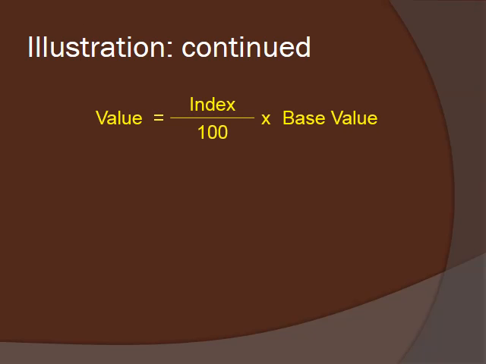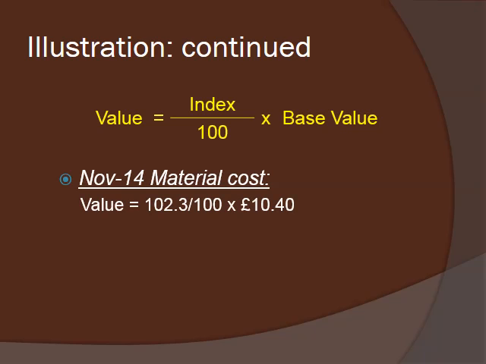So here's our formula again. The value is going to equal the index number for our value divided by 100 multiplied by that base value. So the November 2014, it's going to equal 102.3 divided by 100 multiplied by £10.40, and that works out at £10.64.